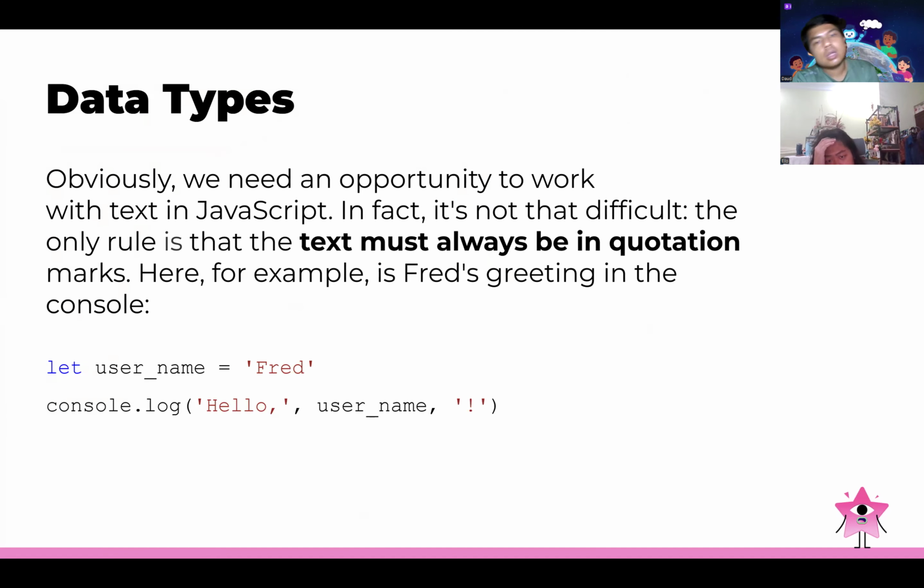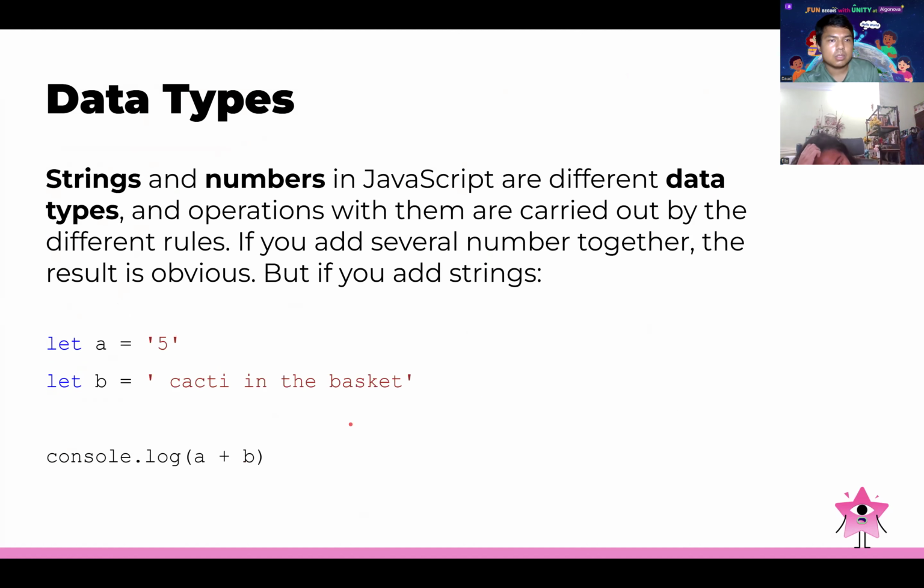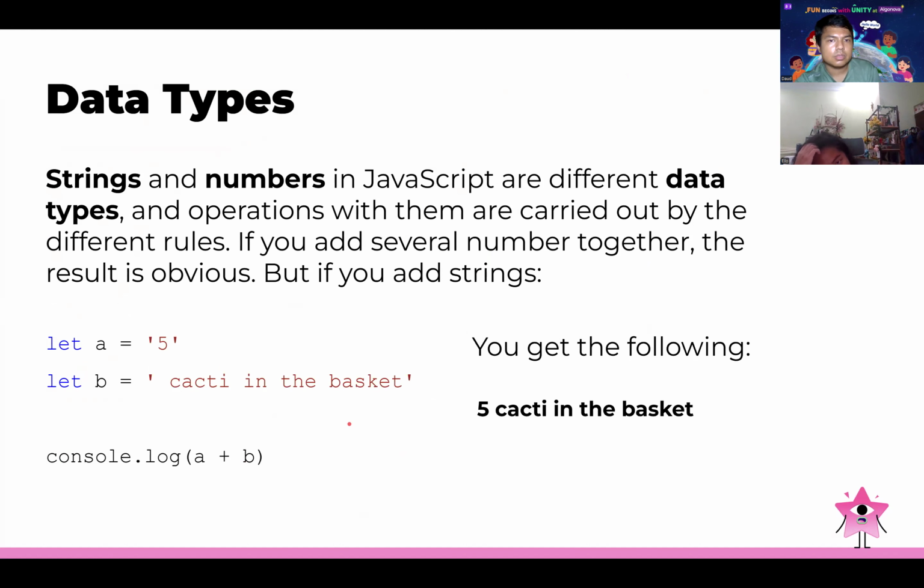Now, the next one is data types. Obviously we need an opportunity to work with text. So if you want to create a string, just use the quotation mark and then you can call it variables. Similar with Python, you already learned about the concatenations, or combining two strings in one sentence. You can do that as well in a console.log. Just use the plus sign.